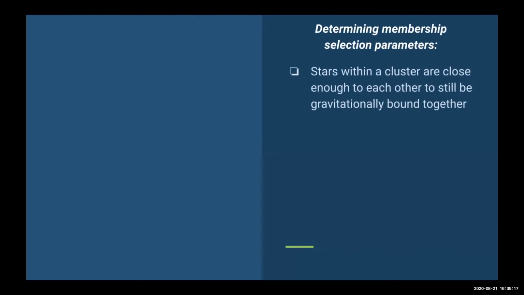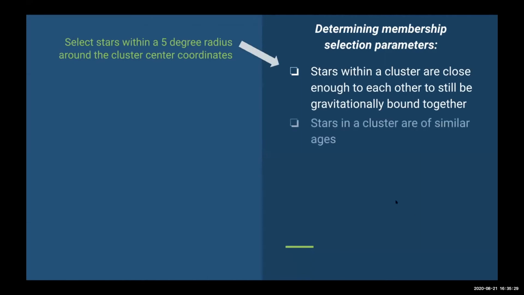In order to determine cluster membership, there are some parameters that we can work with. First, very obviously, stars that are within the cluster have to be within a similar patch of sky. So we're selecting stars within a 5-degree radius around the cluster center coordinates. That's easy.